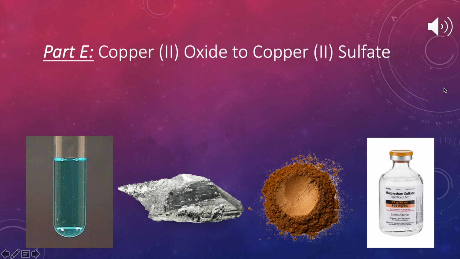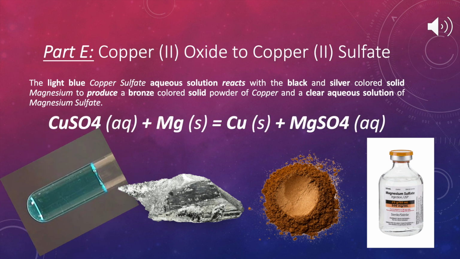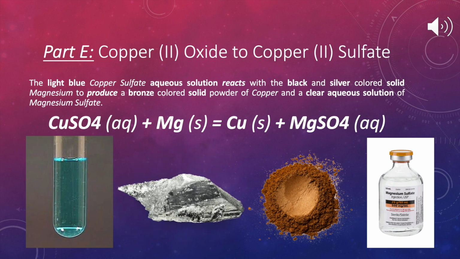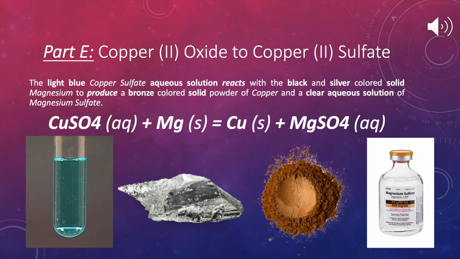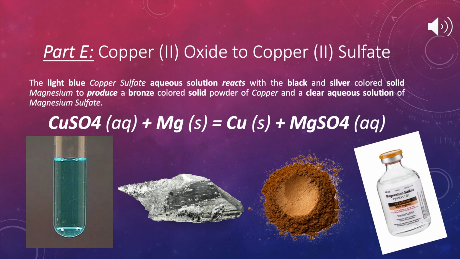In part E, the copper II sulfate was turned into copper. The light blue copper sulfate aqueous solution reacts with the black and silver colored solid magnesium to produce a bronze colored solid powder of copper and a clear aqueous solution of magnesium sulfate.